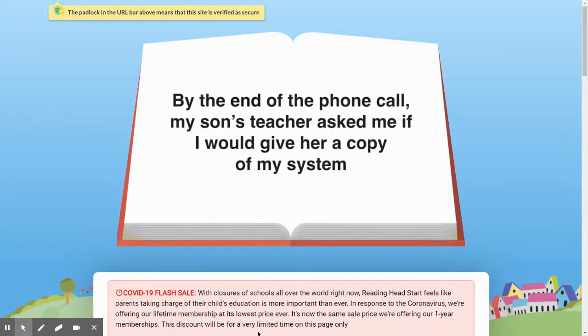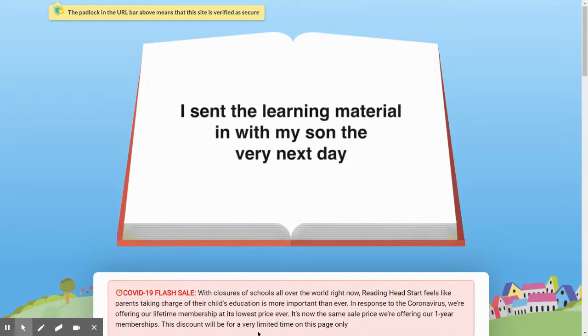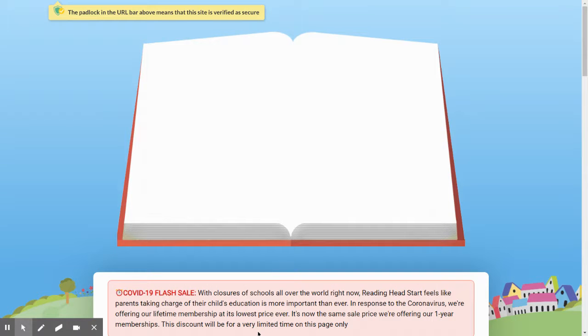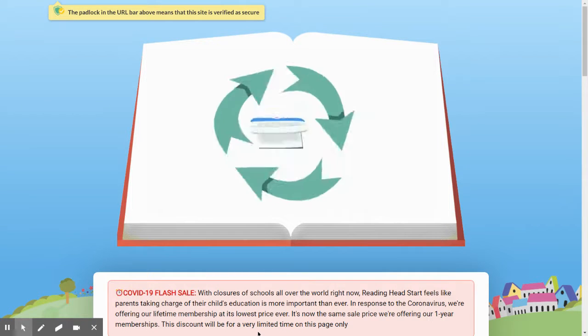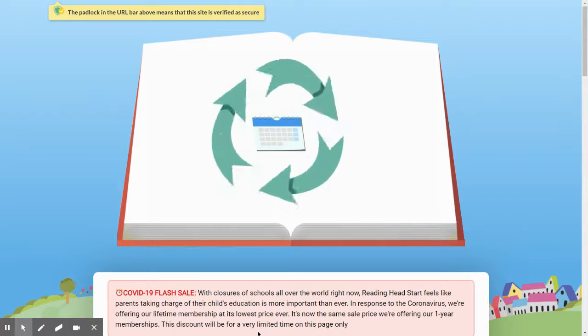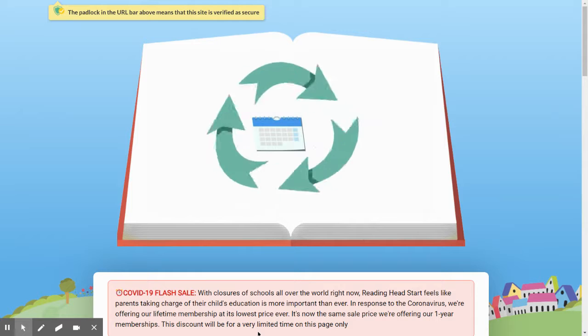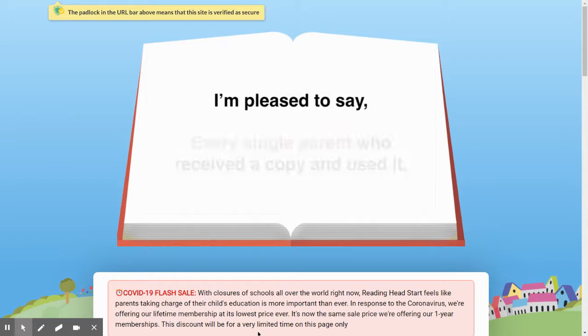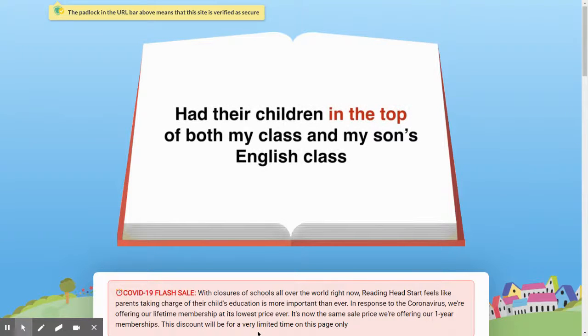By the end of the phone call, my son's teacher asked me if I would give her a copy of my system that she may pass around to a few other parents whose children were struggling in her class. I sent the learning material in with my son the very next day, while I also gave it to some of my personal students to use at home. Now, let's fast forward to the end of the school year, because you're probably wondering how all the students did who used this early version of my reading system. I'm pleased to say, every single parent who received a copy and used it had their children in the top of both my class and my son's English class.